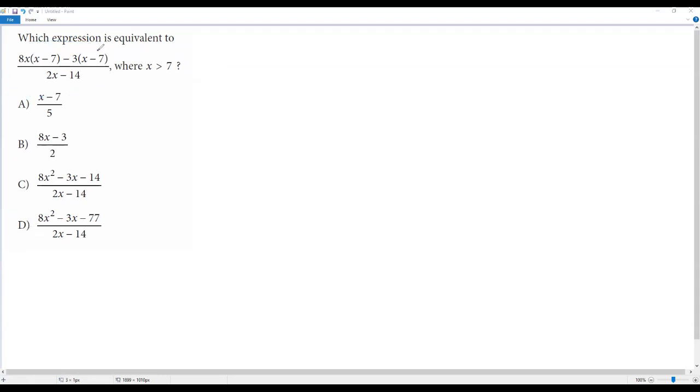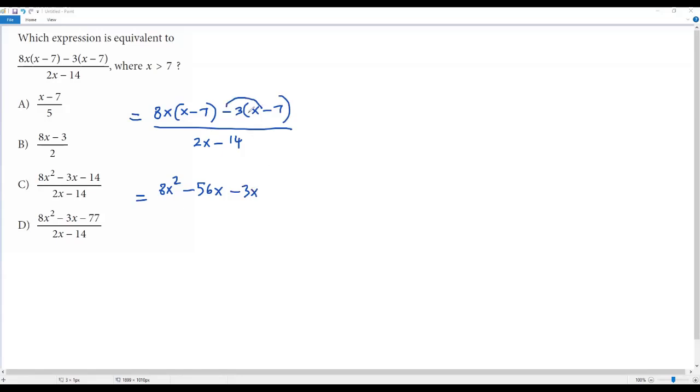For that, first we have to simplify the expression given here. Let me write the given expression as it is: (8x(x − 7) − 3(x − 7)) / (2x − 14). In my first step, I'm going to distribute this 8x to x and −7. 8x times x becomes 8x². 8x times −7 gives −56x. When I distribute the −3 to x, that is −3x.